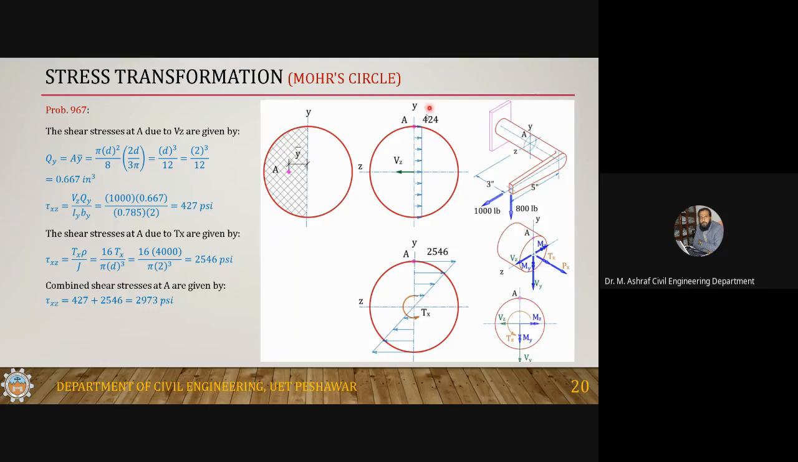Now, if you look at the stress direction, here it is to the right and here it is also to the right, so both are in the same direction. So tau xz is equal to 427 plus 2546, which is 2973. So now you have the stresses: one is the normal component and the other one is tau xz.